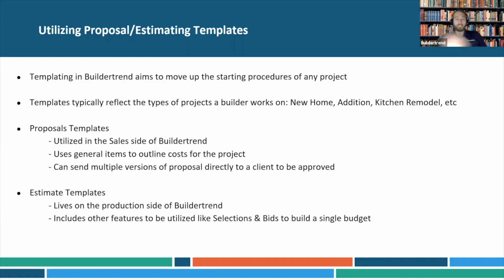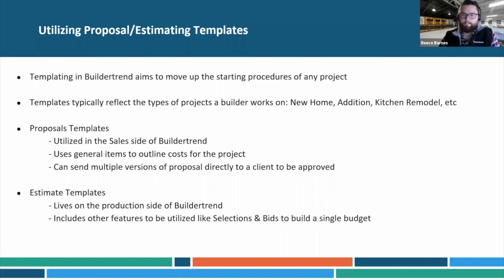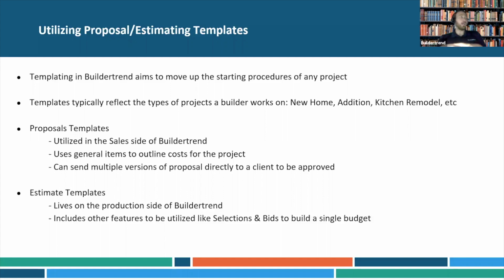So how is that different than estimate templates? Well, if you're a core user, the estimate is just pulled from the proposal side of things. But if you're a pro user, you have access to a comprehensive document called an estimate, which has selections. So my allowances that I set up, my bids that I set up, and any general items that I set up can all derive kind of a nebula of things in my Buildertrend account that build my budget.